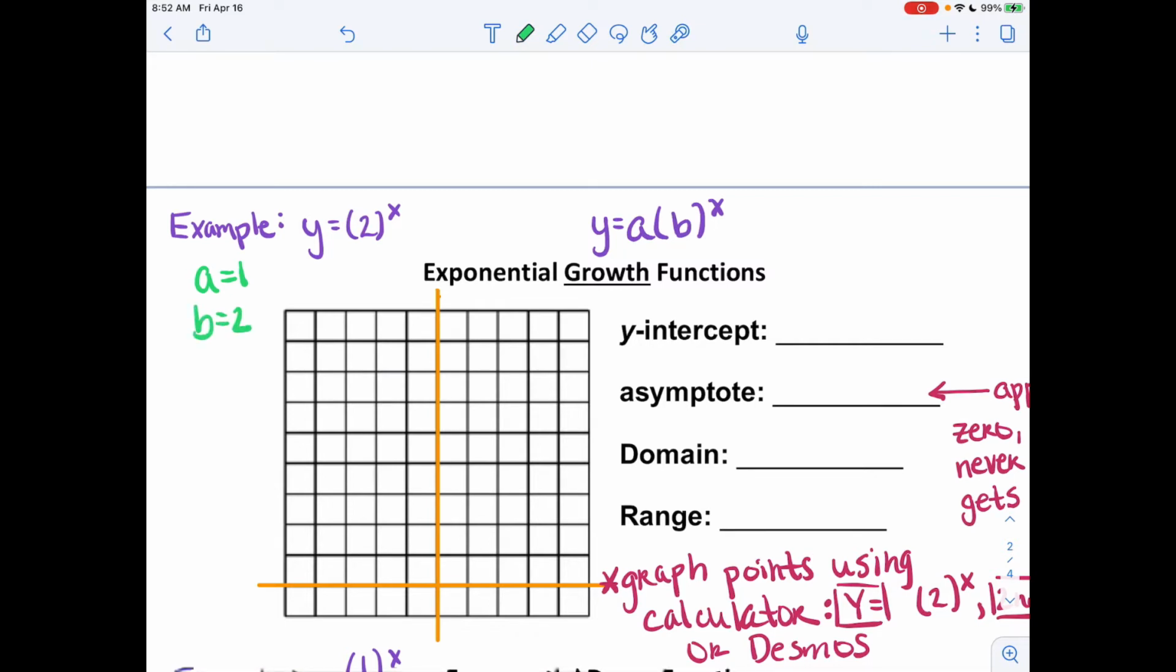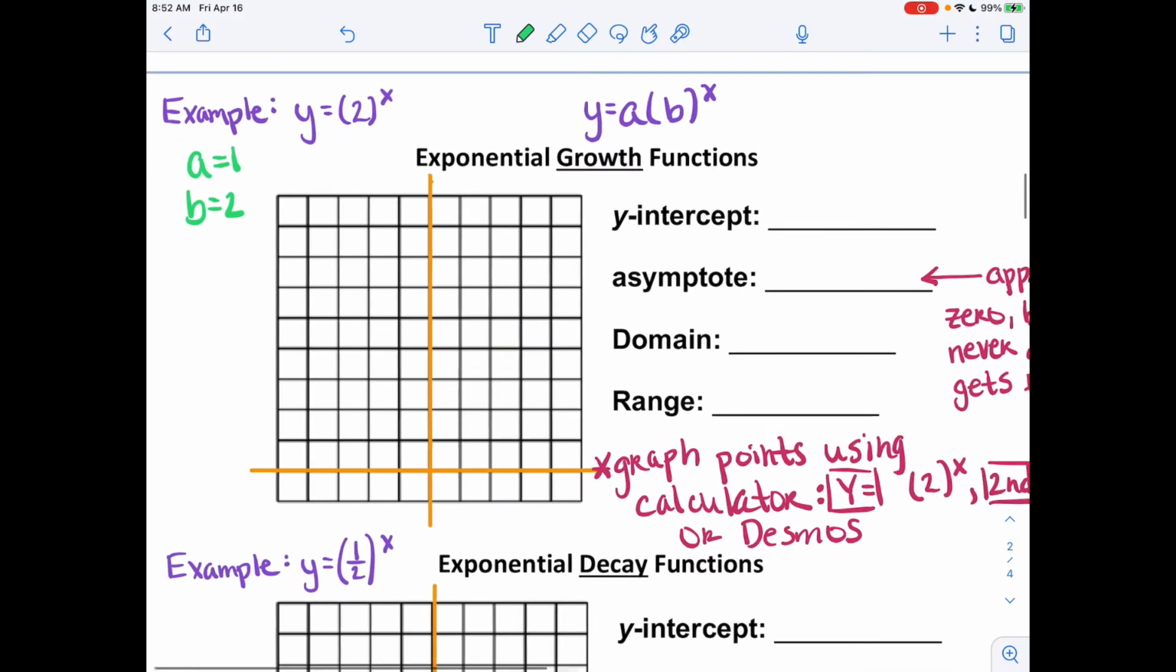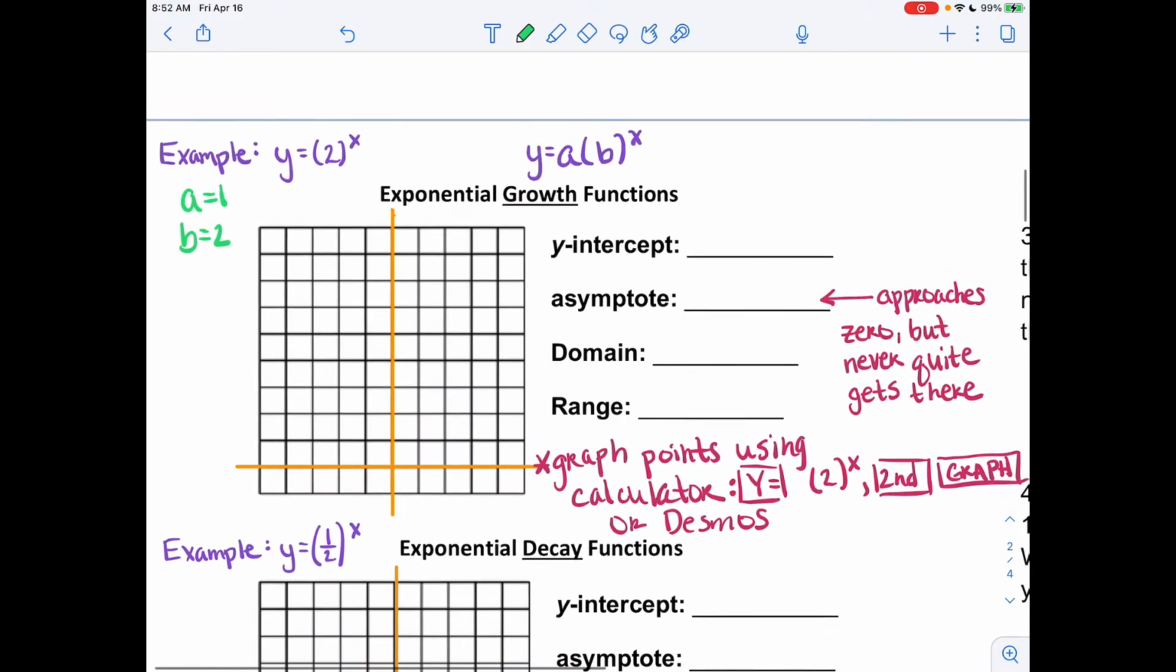So let's go ahead and break down some more properties of this function and then graph it. And we will graph using either calculator or Desmos. You may want to make yourself a note that in order to use our graphing calculator, you go to the y equals button, you put in 2 raised to the x power, and then second and graph. That's going to get you to the table of values so that you can grab some values to plot this. I'm going to go ahead and go to Desmos and grab the points from there.